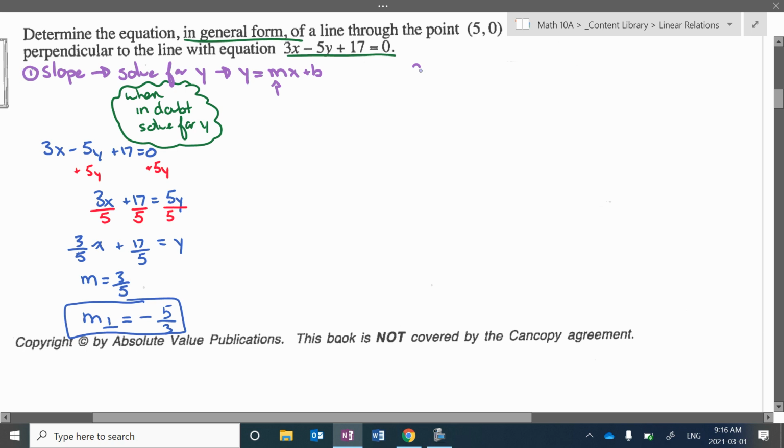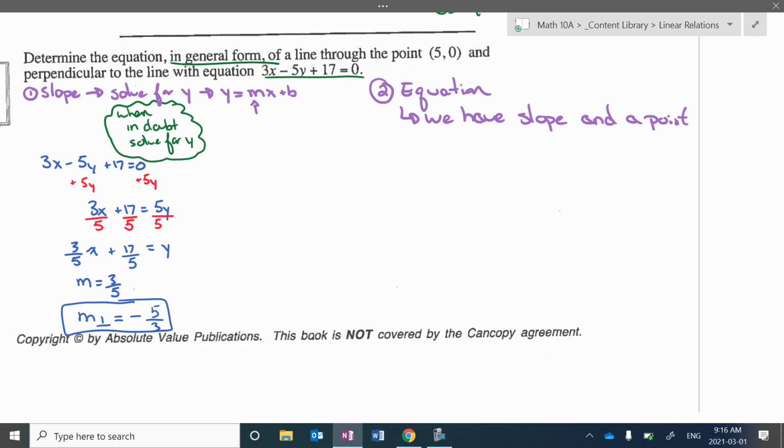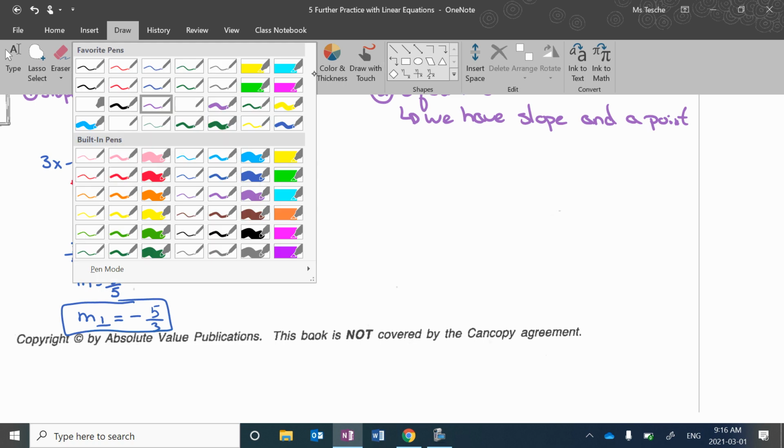Okay, so now we need to write our equation. In this situation, we now have slope and a point. That point happens to be an x-intercept, which isn't overly helpful, but it happens to be that. Which form do we want to put it into if we have slope and a point? Good. So we're going to put it into our slope point form.